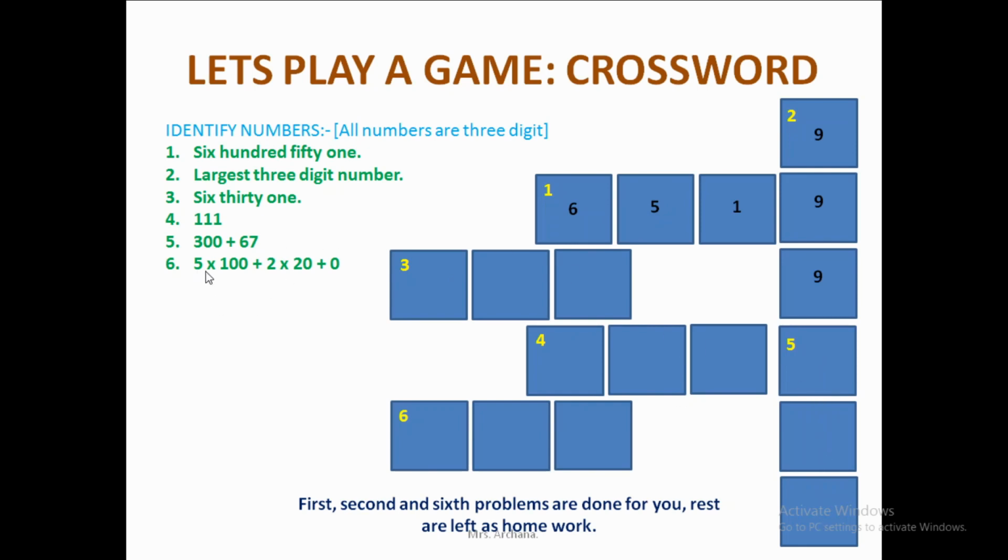Then this is 5 into 100 plus 2 into 20 plus 0. That means the answer will be 500. This is 2 into 20, how much? 40. Then 540. Where we will write? Here. 540. These rest things I have left for you. You will try it.